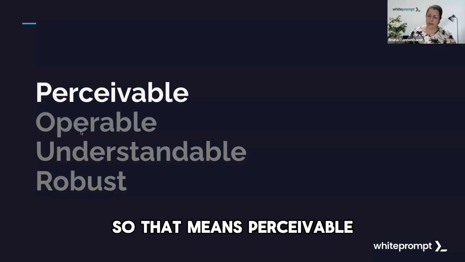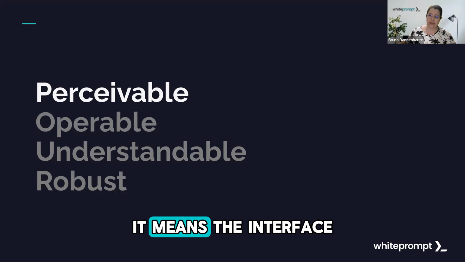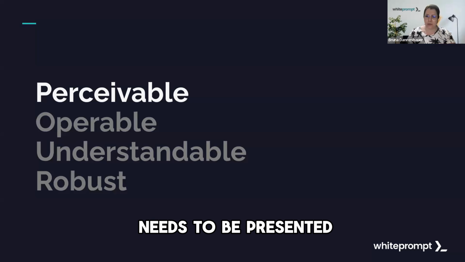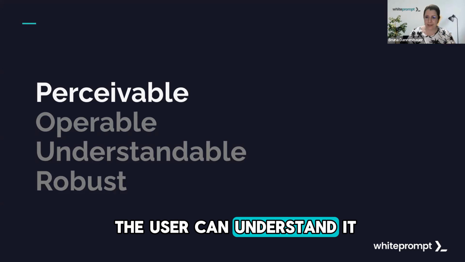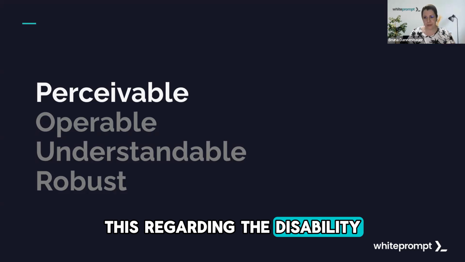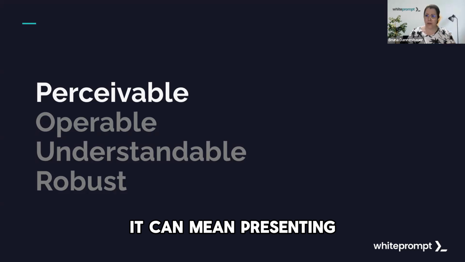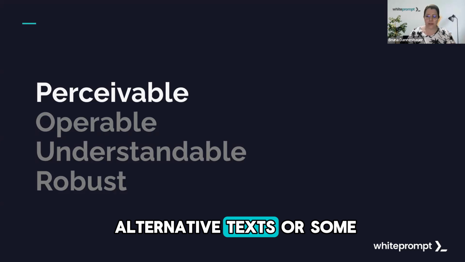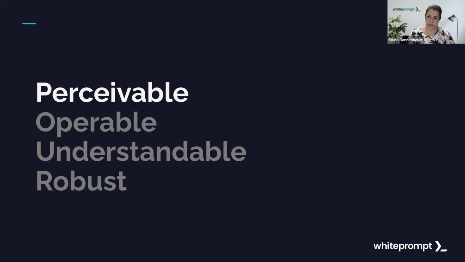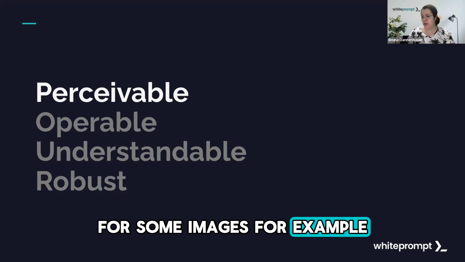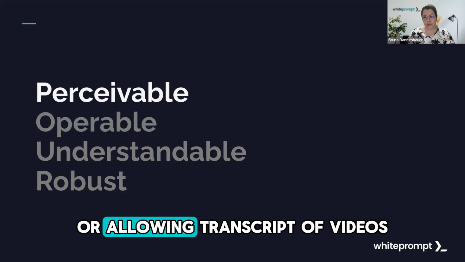So the principles of accessibility are the four principles, right? Perceivable means the interface needs to be presented in a way that the user can understand it, disregarding the disability. It can mean presenting alternative texts for some images, for example, or allowing transcripts of videos, simple things like that.